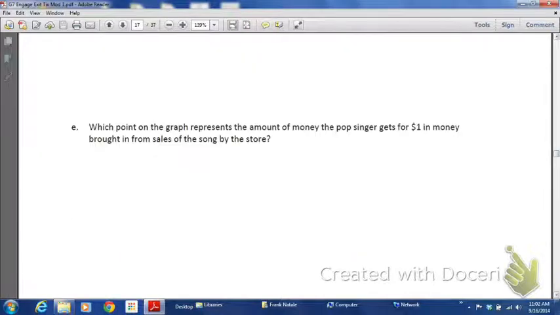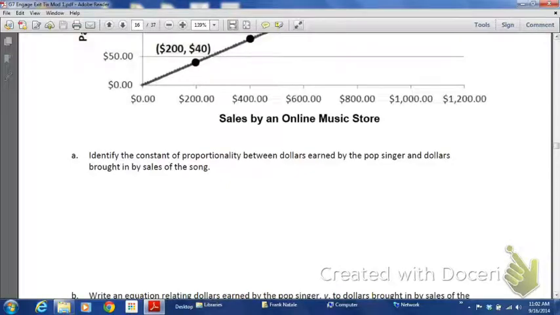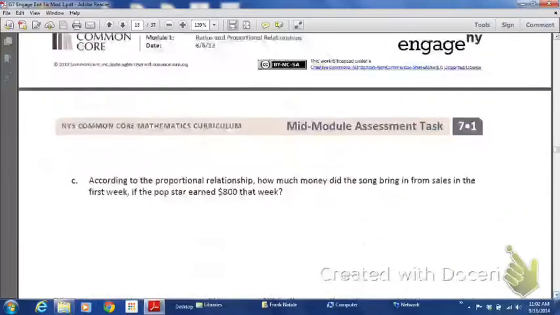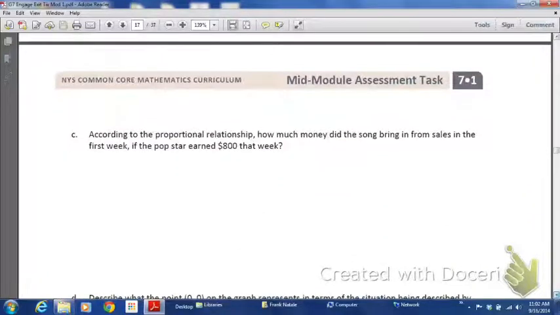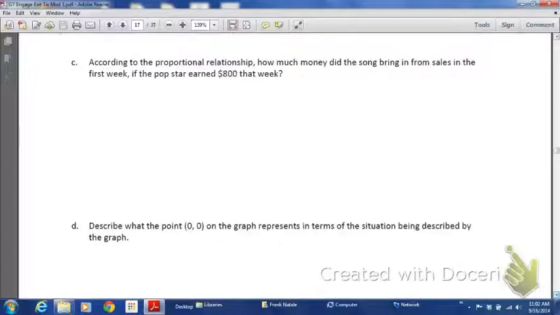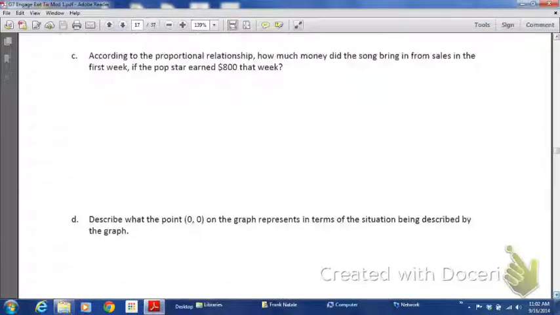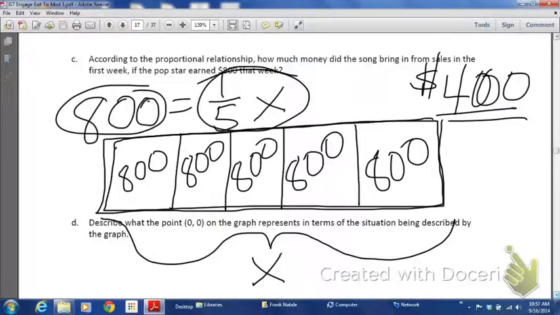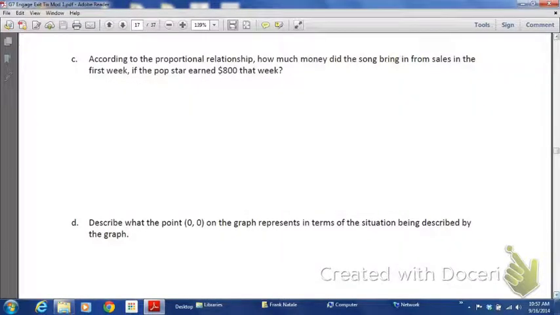D again. One thing that's really emphasized in this program is bringing everything back to the real world, and deciding what do these numbers actually mean. So what they asked the kids here to do was to describe what the point 0, 0 means. 0, 0 on the graph. Describe, again, that's the big word. Describe what the point 0, 0 on the graph are in terms of the situation being described by the graph. Now, the situation is the money the pop singer's earning.